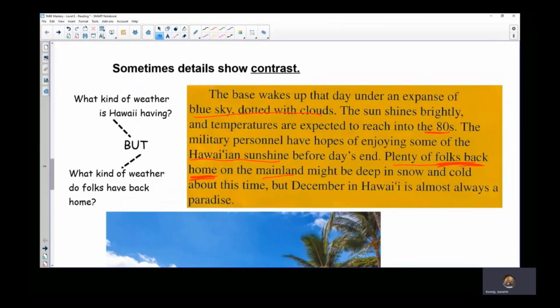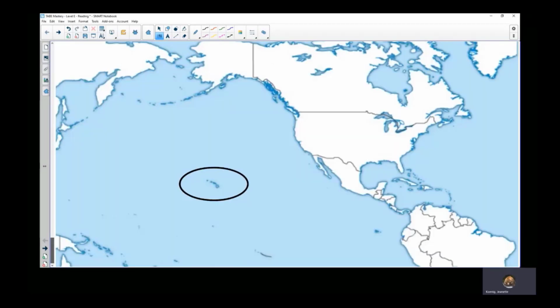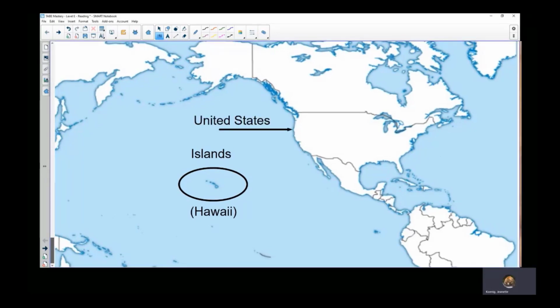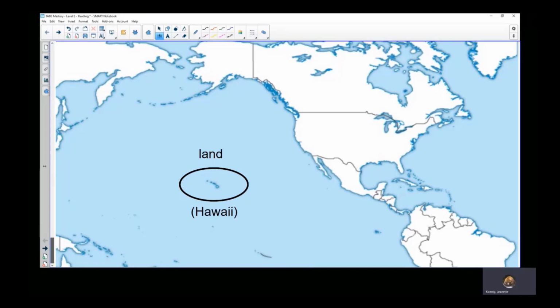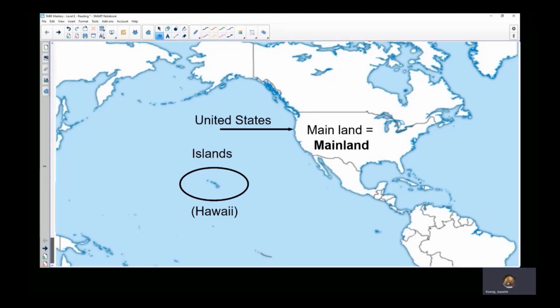And we kind of see that here. Some of the people are working that day, but others are wanting to just enjoy their time off if they're off that day. Hawaii seems like a pretty nice place to live. So the people back home, where is that? It is in what we think of as the regular United States. Now, we call that the mainland. So here's an island, and over here is the United States. This is the mainland, the main part of the land. So this is a little bit of land over here. We call this island, and this is mainland.